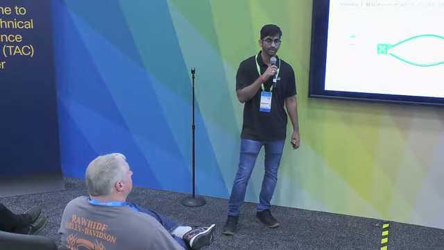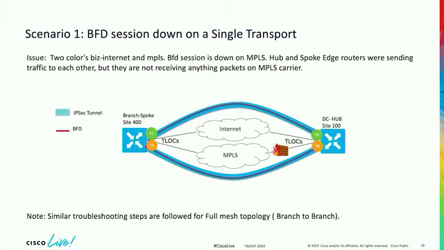In this topology, we have hub and spoke topology. Both the transport links are up, and both the routers were sending the traffic to each other. But all of a sudden, the customer is experiencing BFD session down on the MPLS link, and there is no data traffic forwarded between the routers. Similar troubleshooting steps are followed for full mesh topology between branch to branch. First, we're going to log into the spoke CLI, and next we're going to log into the hub side and see what's happening there.